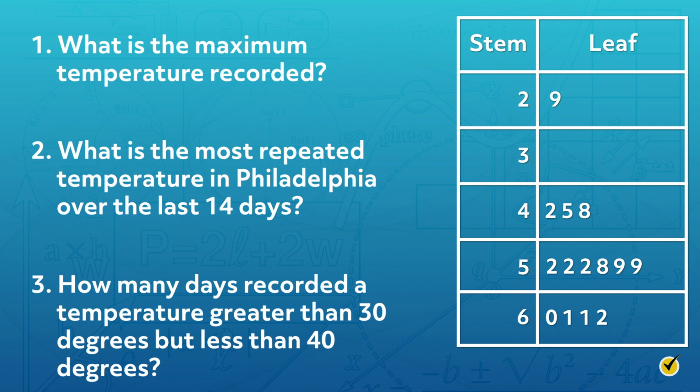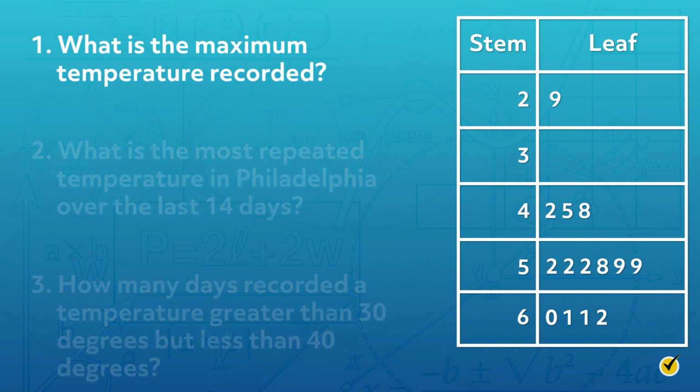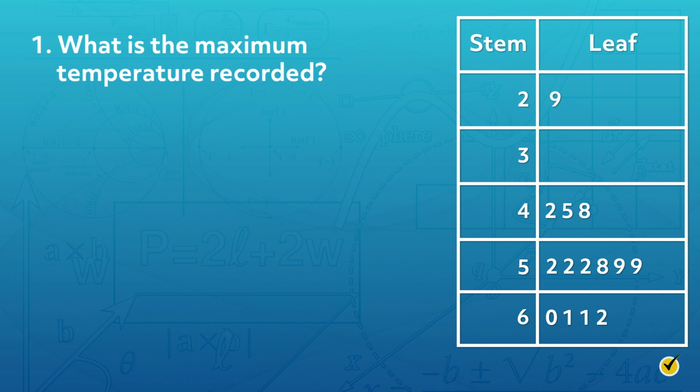Now that you've tried these problems yourself, let's go over them together. What is the maximum temperature recorded? To find the maximum temperature, look at the largest stem value, which is 6. Temperatures recorded in the 60s are 60, 61, 61, and 62. Therefore, the maximum temperature recorded is 62 degrees Fahrenheit.